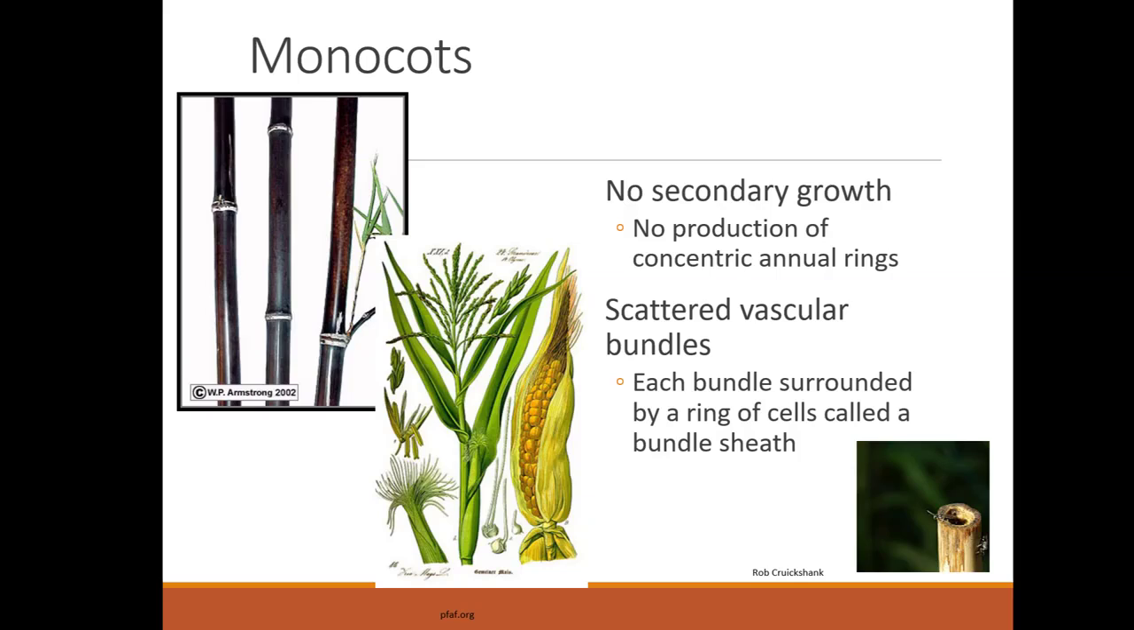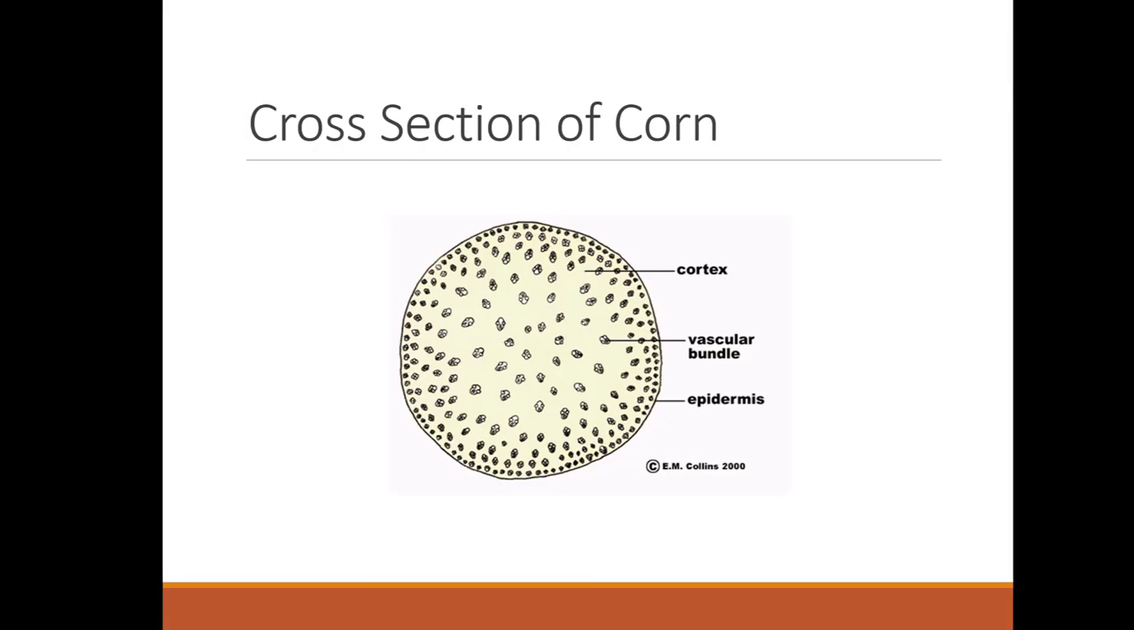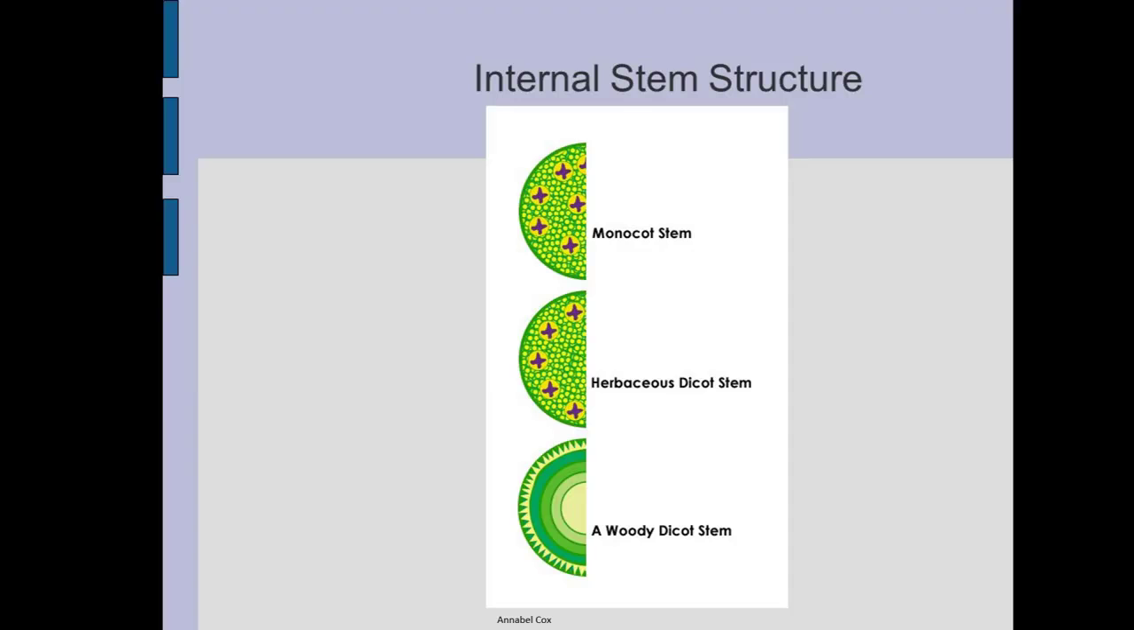So monocots have no secondary growth, and there is no production of annual rings. They have scattered vascular bundles, and each bundle is surrounded by a ring of cells called the bundle sheath. And here's just a couple of examples, bamboo and corn being monocots. And here's a cross-section of corn. So you see the vascular bundles run throughout the stem. And this is what the internal stem structure looks like for a monocot stem. So it's throughout the stem.